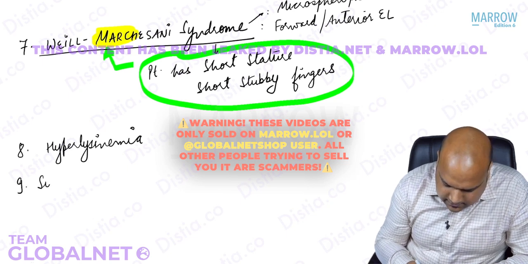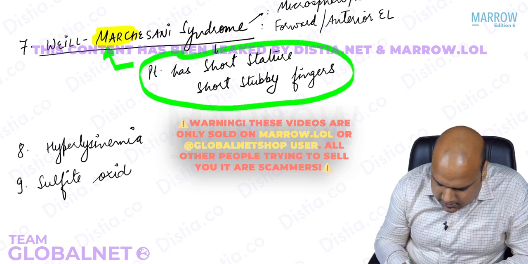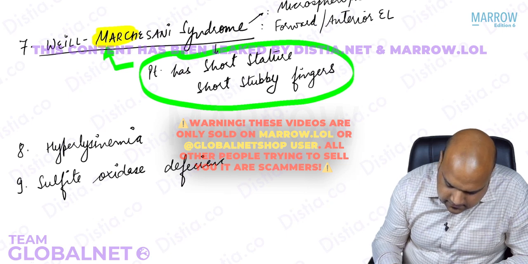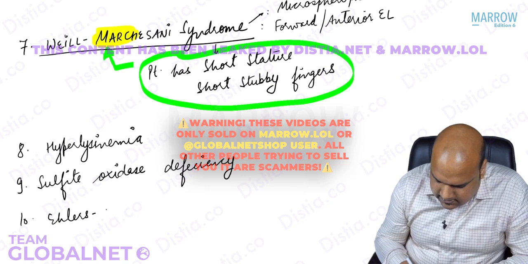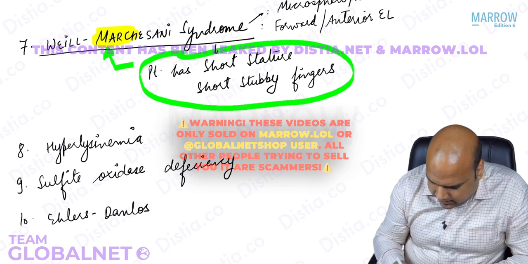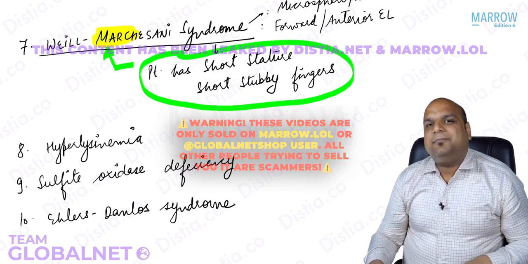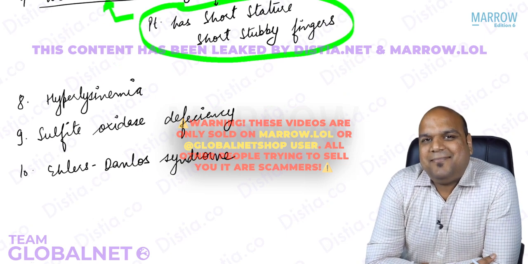Number 9. Sulfite oxidase deficiency. Number 10. Ehlers-Danlos syndrome. Okay, guys, these are the 10 important causes of a case of ectopia lentis.